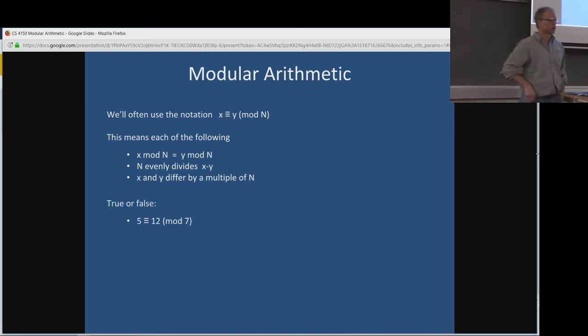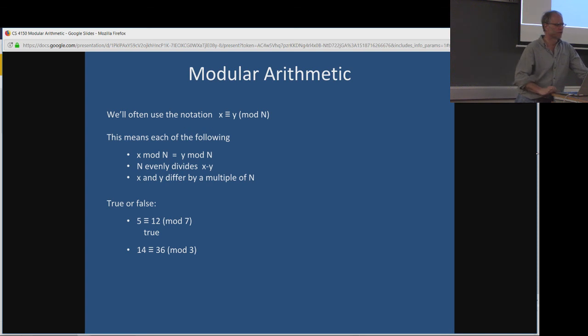So is that true or not? Are 5 and 12 equivalent mod 7? Yes. Sure. 14 and 36, are they equivalent mod 3? No. It's a quick way to see it. Prime factorization. 36 is divisible by 3, but 14 is not. That's what I noticed. 36 is a multiple of 3, 14 isn't, so they can't be equivalent mod 3.